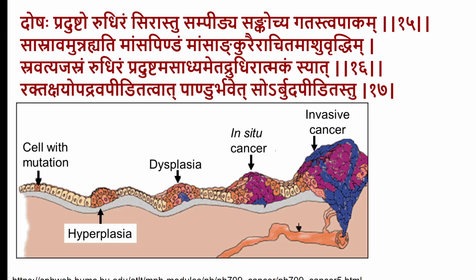Now, among those arbudas which are specified by Sushruta as arbuda, lakshanas of arbuda, beyond the granthi, one is the asraga arbuda, the rakta arbuda. And the rakta arbuda, the clinical symptoms are dosha pradushto, rudhiram sirasto, sampidya, sankotya, gatasto, apakam, sasravam, unnahyati, mamsapindam, mamsapurihi, achikam, ashurajim. स्रवति अजस्रम रुधिरम प्रदुष्टम असाध्यमेतत् रुधिरात्मकं स्यात् रक्तक्षयोपद्रव पीडितत्तु पाण्डुर्भवेत् सो अर्बुदपीडितस्तु.